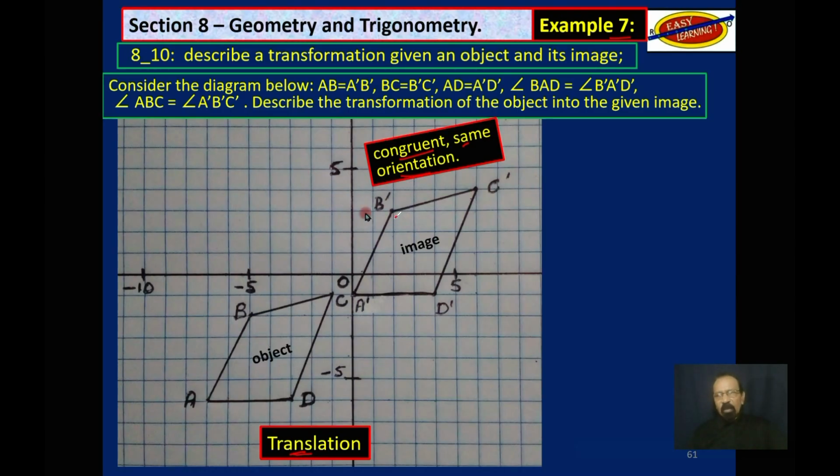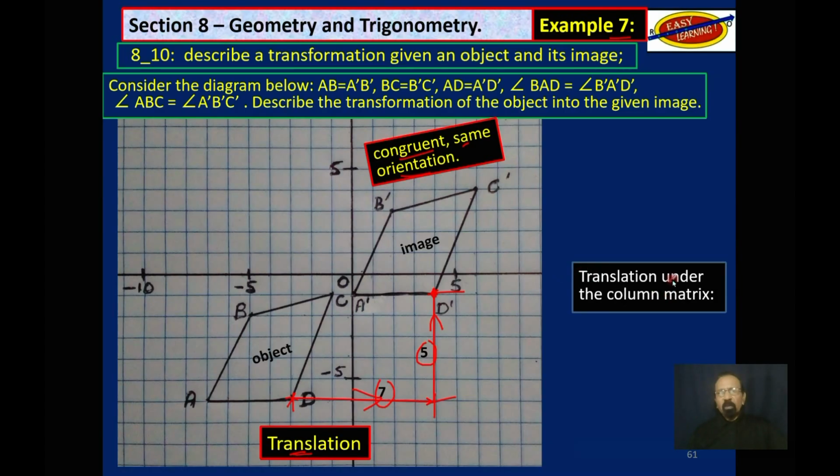If you are given a graph like this, it's fairly easy. Pick a point and its image, like D and D prime. Come across this way, count how many of those units you have crossed, go up that way, how many you have gone up. So this is 7 from here to there, and from here to here is 5. So the translation on this column matrix is P is 7, 5.